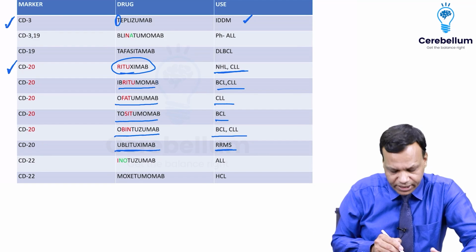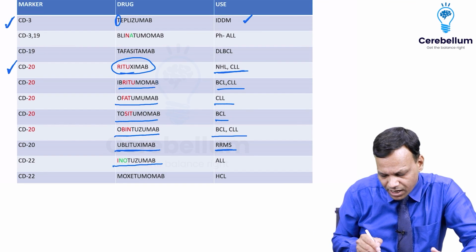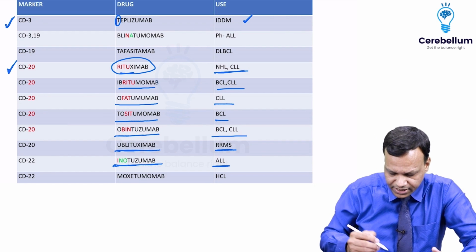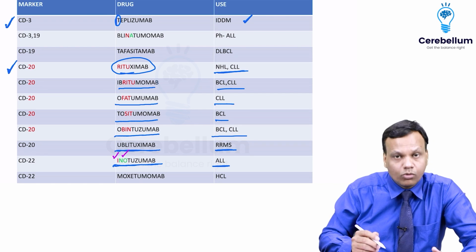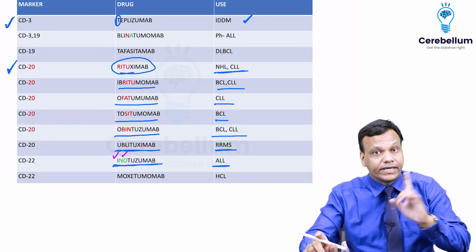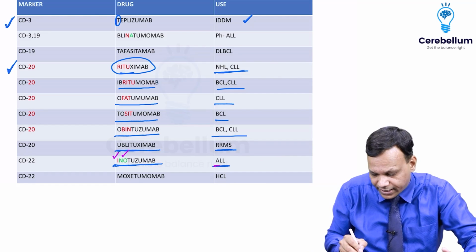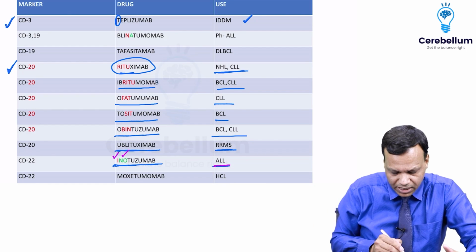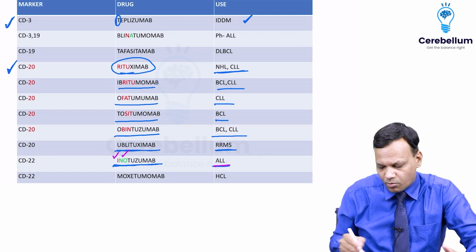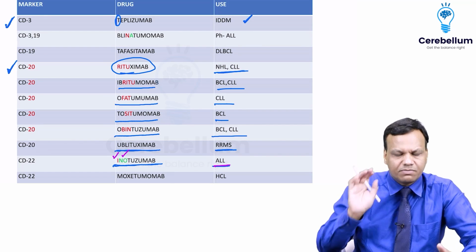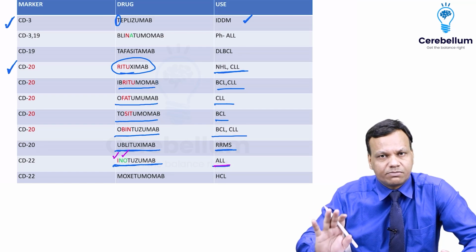Then we have CD22. The drug is inotuzumab. Inotuzumab is for ALL, acute lymphoid leukemia. It is saying say no to I, not me, not I. So what? ALL is there. ALL looks like all. Then for CD22, another drug is moxetumomab for HCL, hairy cell leukemia. No need to remember so many. Just remember teplizumab and rituximab from this table.